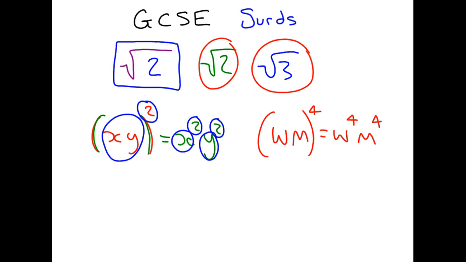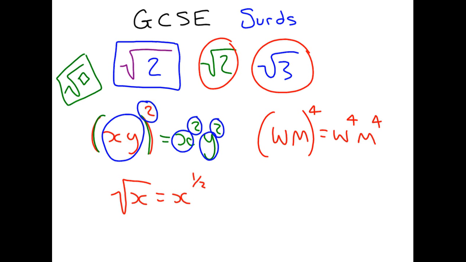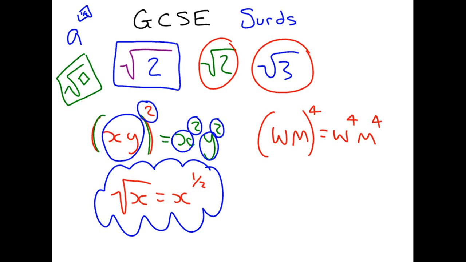If you've got the square root of x, another way to write that is x to the power of a half. If you get your calculator and you type in square root of 9 using the square root button, you're going to get 3. If you type in 9 to the power of a half, you're going to get the same answer, 3. This is the key thing I want you to know. They mean the same thing.